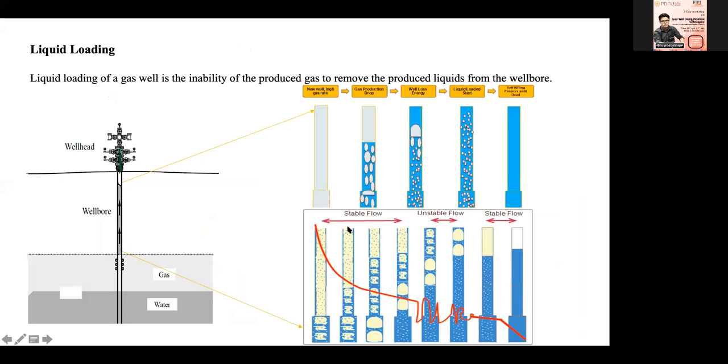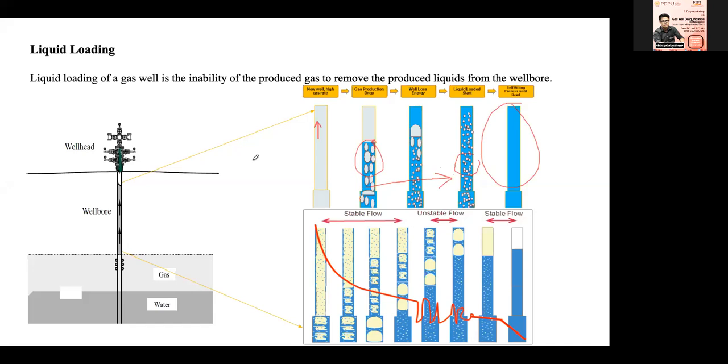Now let's move on to liquid loading. What exactly is liquid loading? It is basically the inability of the produced gas to remove the produced liquids from the wellbore. When you have a new well with a high gas rate, you will be producing maybe only a single flow, the gas. As your gas production drops or your reservoir pressure decreases, because of some liquids producing, you will start noticing your single phase flow turning into a multi-phase flow. Like I just explained, your flow pattern will move from a slug flow to the bubble flow, and then finally you will be seeing only water in your well. In this case, you have zero gas production. Basically, your well is killed by water.